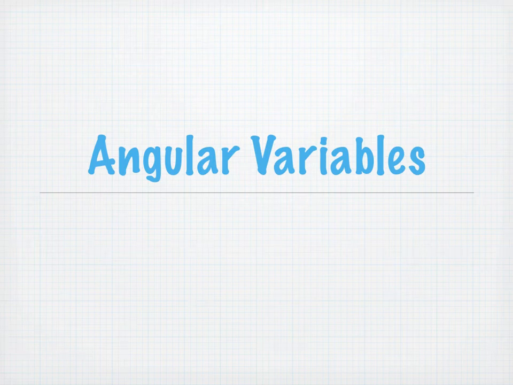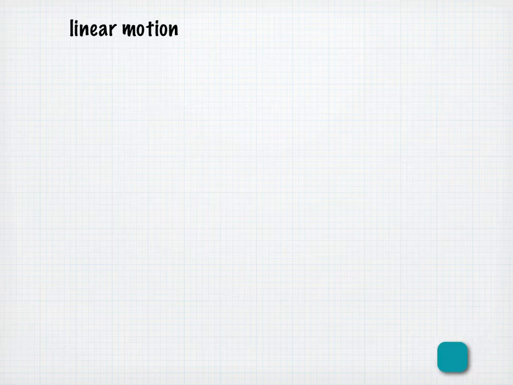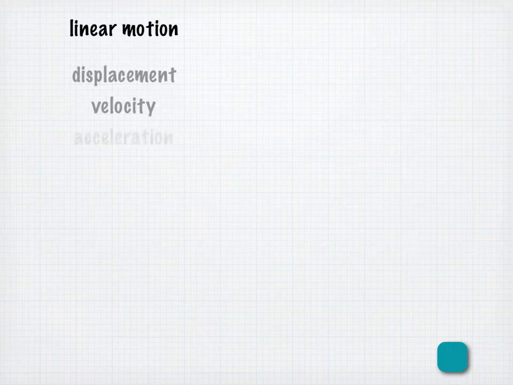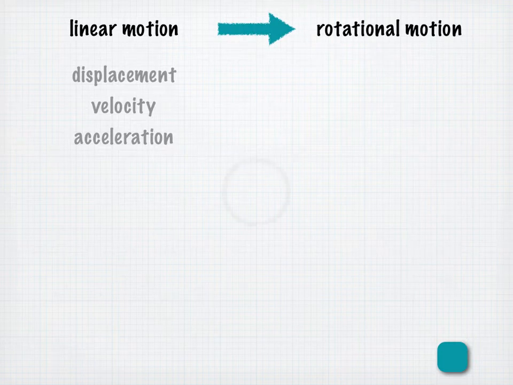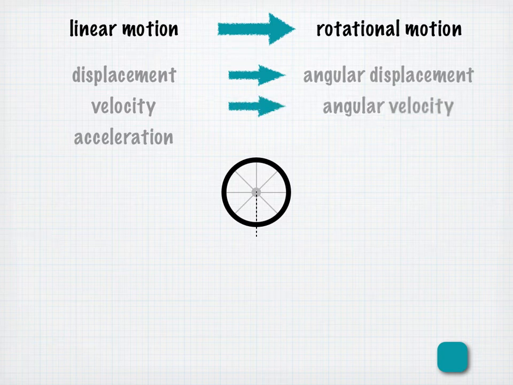We use angular variables in rotational kinematics equations. When we talked about linear motion in 1 and 2 dimensions, we learned about variables that describe the motion of an object: displacement, velocity, and acceleration. In rotational motion, an object is rotating or turning around a fixed axis. This type of motion requires new but similar variables: angular displacement, angular velocity, and angular acceleration.